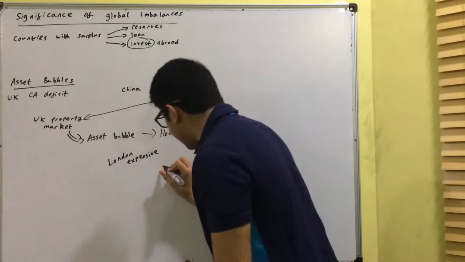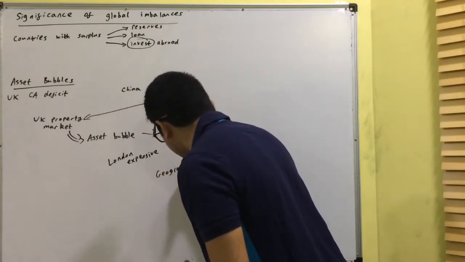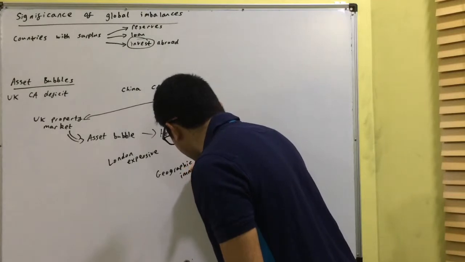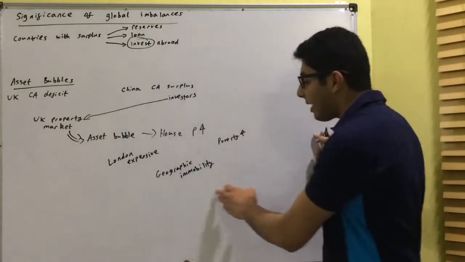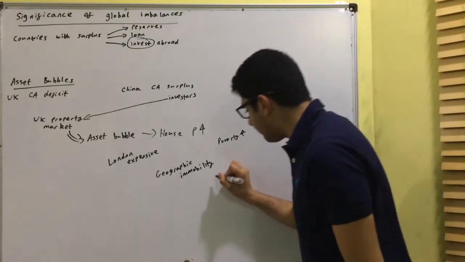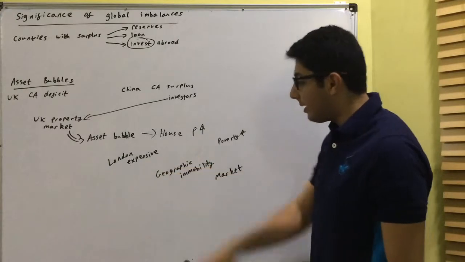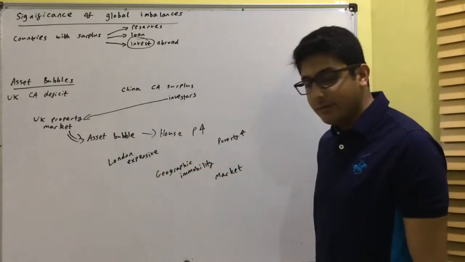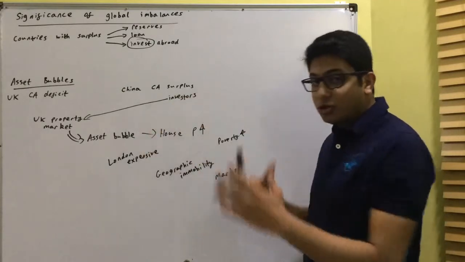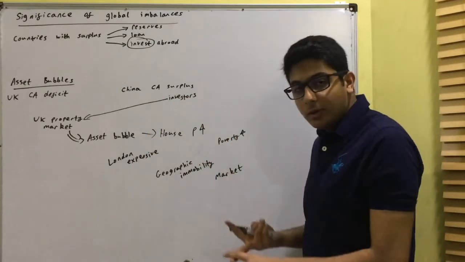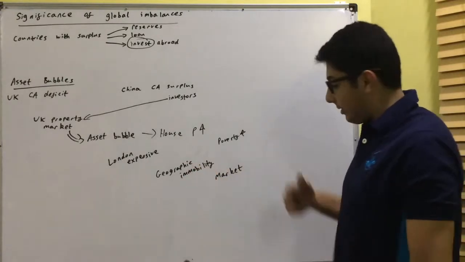And what does that do? It leads to geographic immobility of labor. Remember from last year in Macroeconomics, AS? Geographic immobility of labor, which is a form of market failure. Because it's hard for people to live in London because it's so expensive. Okay? It's hard to attract people to essential jobs such as teachers, nurses, police officers. You have a geographic immobility of labor, and that's market failure.